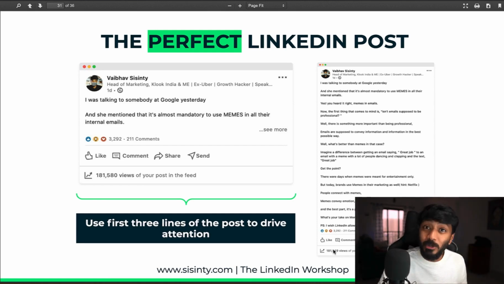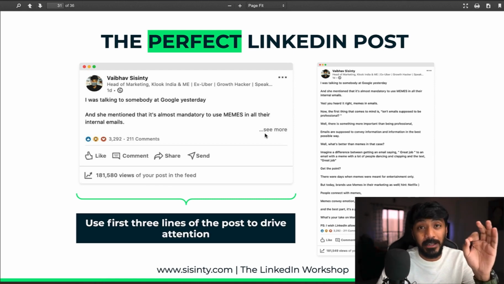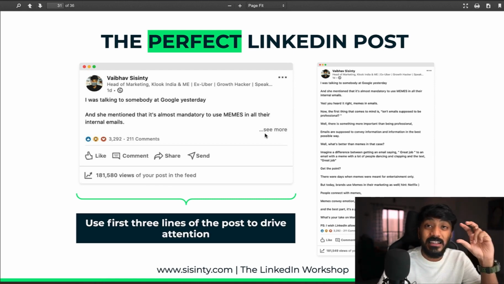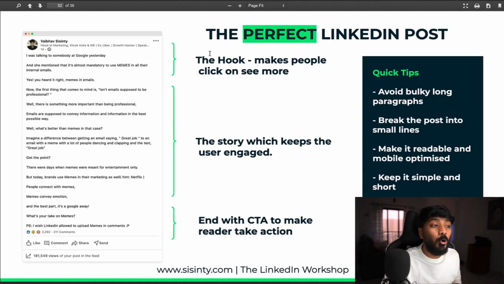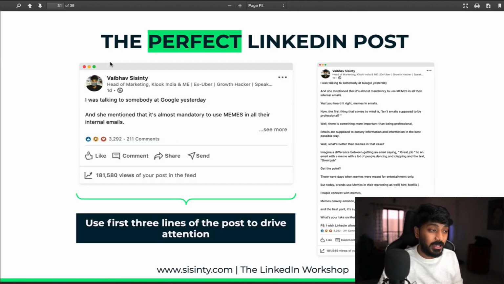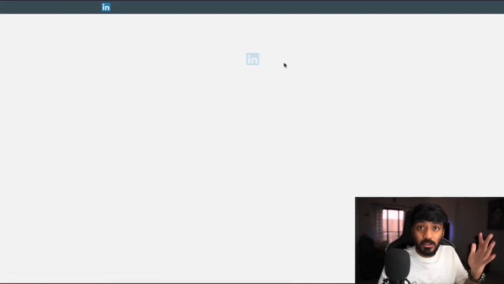This was a post that I made today, right? And you can see 2 lakh reach on that post. Why? Because people clicked on the see more button. If there was no see more button, they wouldn't read the whole post. As a result, you won't get engagement, right? The first 2 lines are extremely important. Those lines drive attention. So here's the perfect LinkedIn post, guys. The hook makes people click on see more. The first 2 lines, like I said, once you post, you see the see more. If I go to LinkedIn, if I scroll across the feed, right?